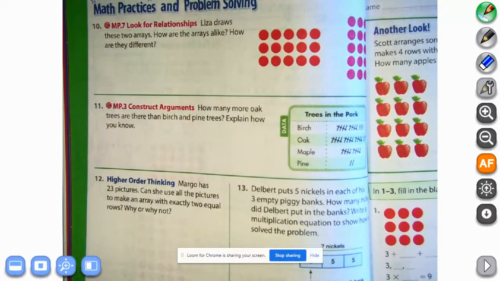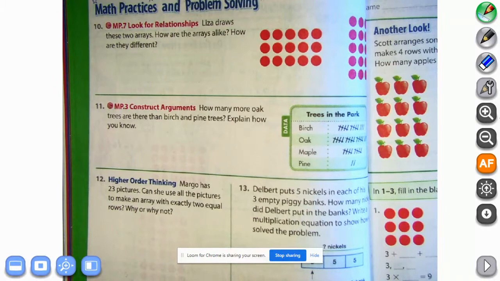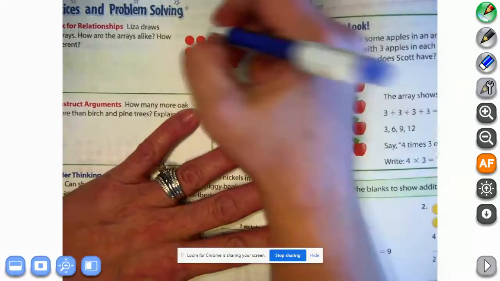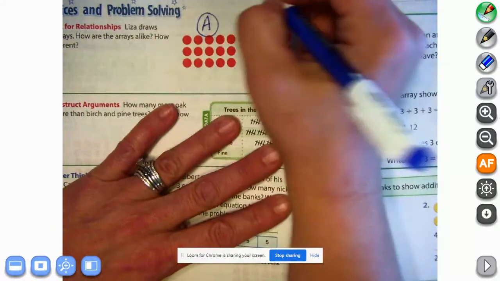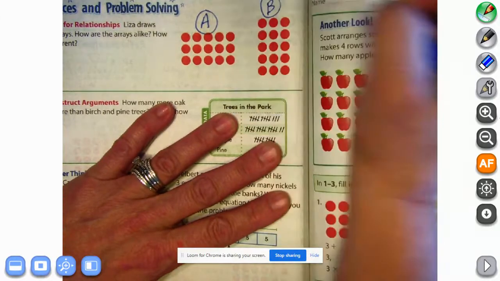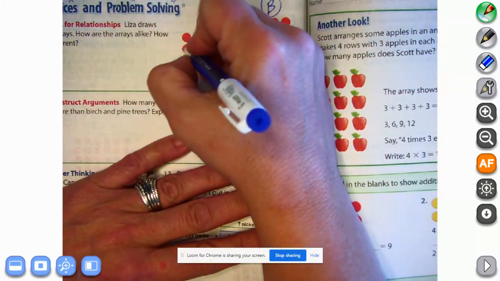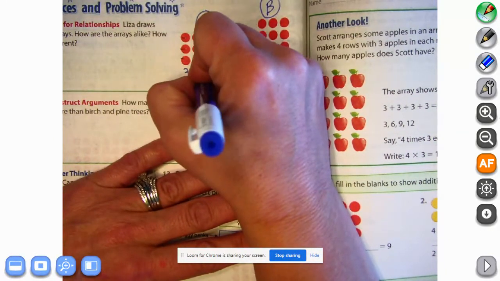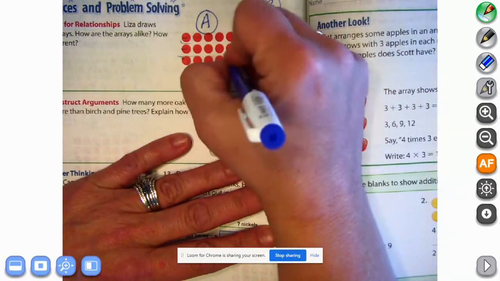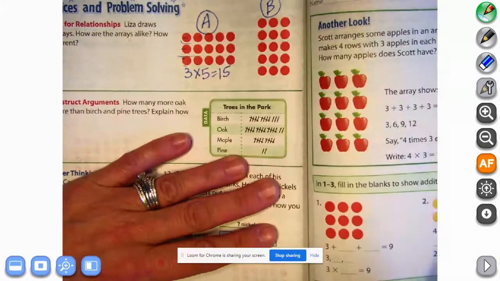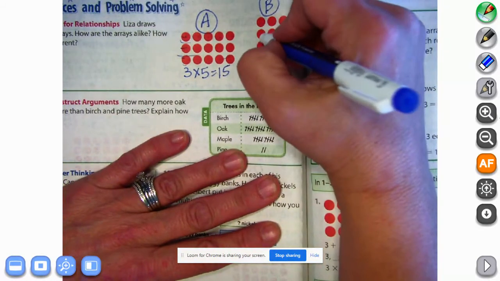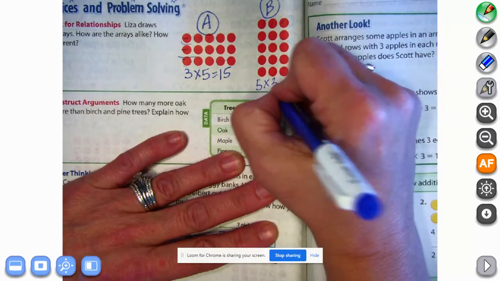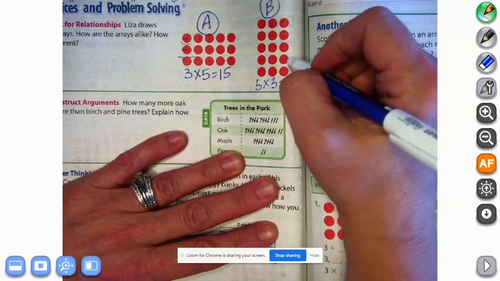Number 10 says, Liza draws 2 arrays. How are the arrays alike? How are they different? Okay, so let's label these. This is array labeled A, and this is array labeled B. Looking at A, we have 1, 2, 3 rows with 1, 2, 3, 4, 5 in each row. So that's 5, 10, 15. Okay, let's look at this one. We have 1, 2, 3, 4, 5 groups of 1, 2, 3. 3, 6, 9, 12, 15.